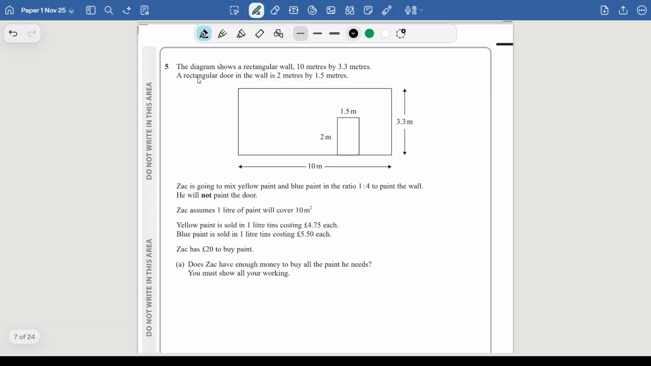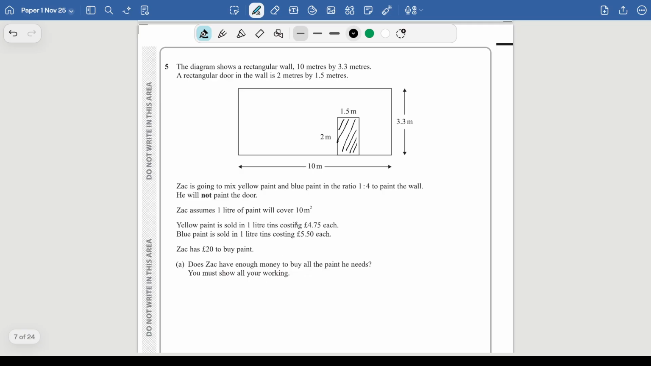All right, the next one is: the diagram shows a rectangular wall 10 meters by 3.3 meters. A rectangular door in the wall is 2 meters by 1.5 meters. Zach is going to mix yellow paint and blue paint in the ratio 1:4 to paint the wall. He will not paint the door, so this part is not painted. He needs to exclude this. He assumes that 1 liter of paint will cover 10 meters square, and then he has all these costs.